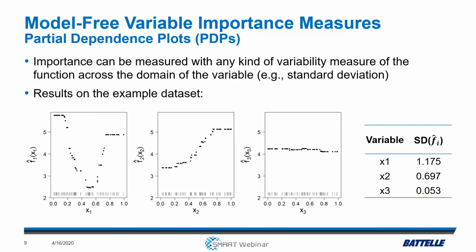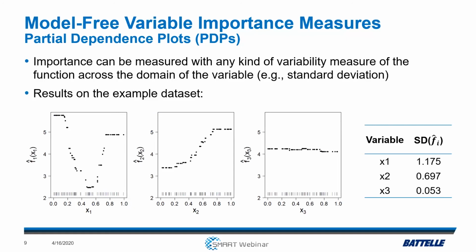So in this case, not only do you get kind of a global importance measure, which is the standard deviation I calculated here, but you also get a sense of what the shape is of this relationship with the response, and maybe an indication of where within the support of each of these variables it's most important.